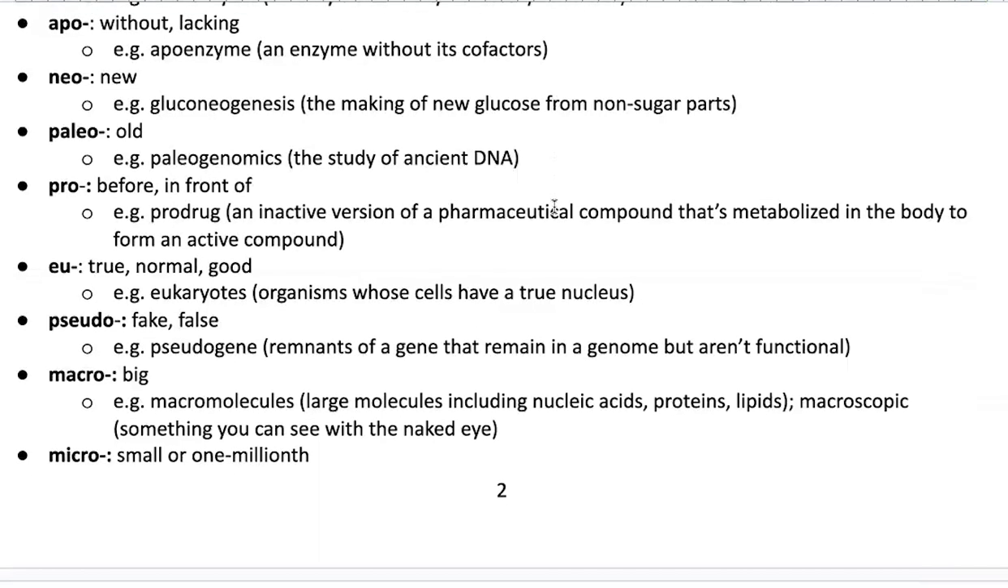Neo, this means new. So gluconeogenesis is the making of new glucose from non-sugar parts. So basically making it new, you've got neo. Paleo, this is old. So now we've got kind of the opposite. We've got paleogenomics, which is the study of ancient DNA. So if you think about a paleontologist who's studying fossils, that would be an example where you're seeing paleo. And you might see it with things like paleogenomics, which is the study of ancient DNA.